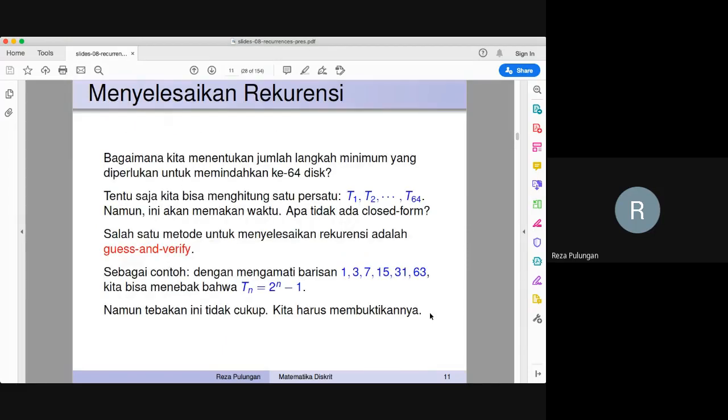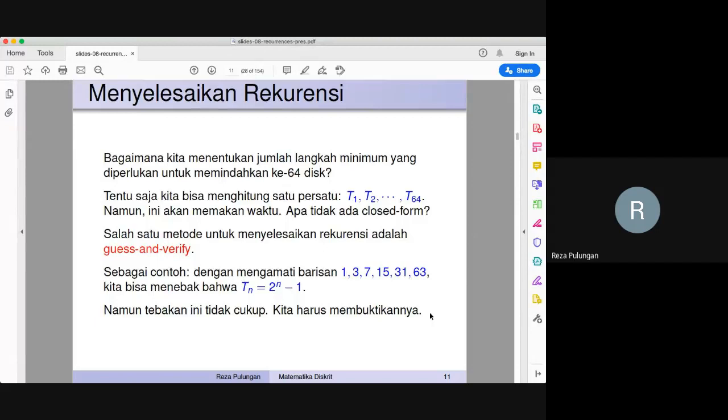Now this is what we call a guess and verify method. But as you see, in the beginning, we rely on your ability to guess. What if the recurrence is so complicated that you cannot guess the form of the solution of the recurrence? Then you cannot do anything. So basically, this relies on you being able to guess.